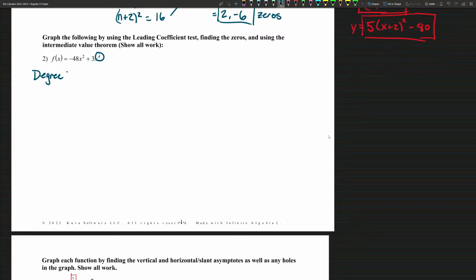That's the highest exponent. People today were saying 2 because that's the one in front. That's not how it works. It's just the highest degree of x. So this is 4, so this is even. Our leading coefficient is the thing attached to that x to the fourth. That's 3. This is positive.